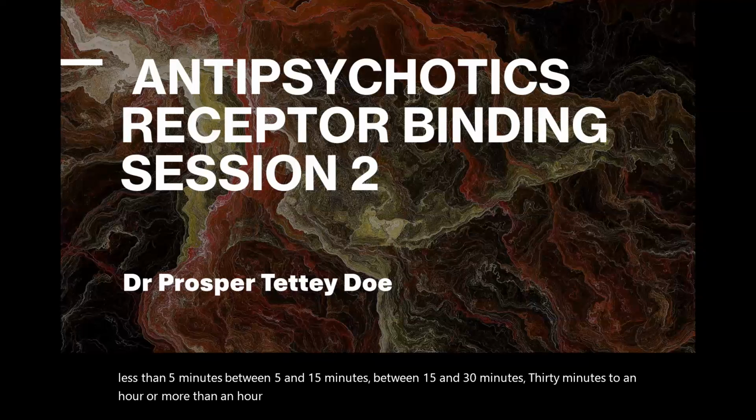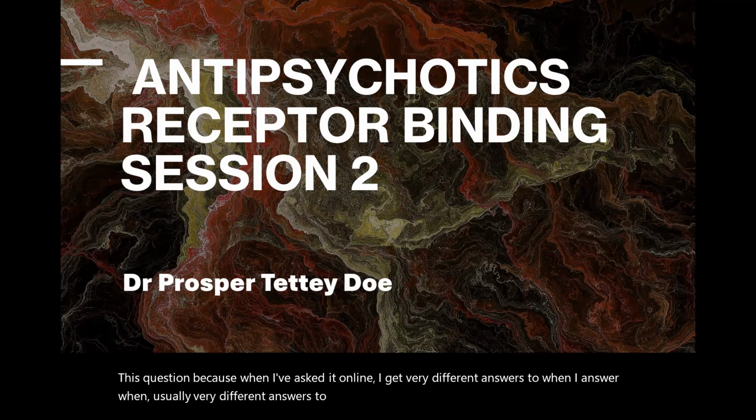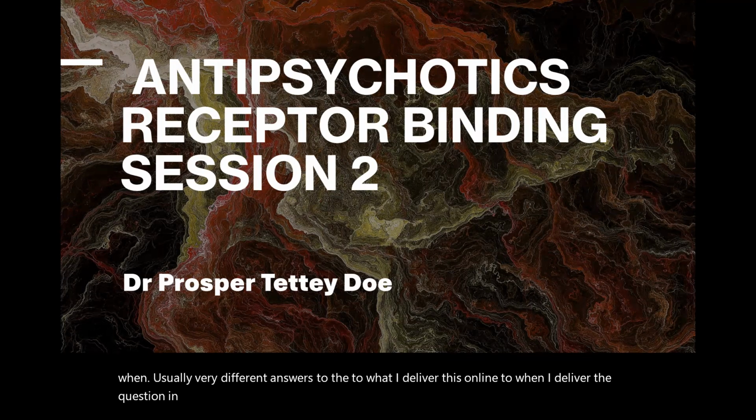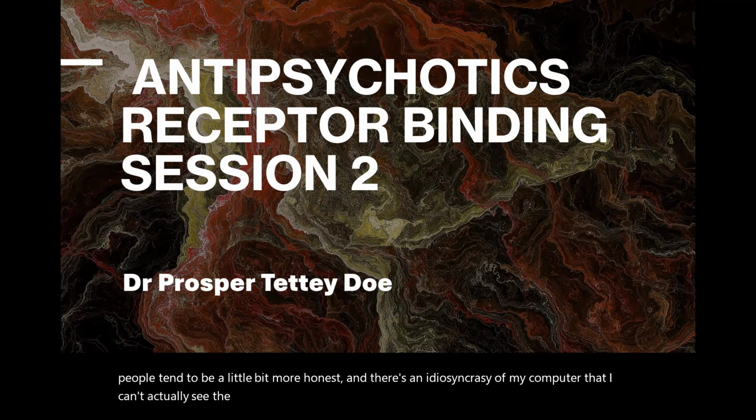Now, I love this question because I usually get very different answers when I deliver this online to when I deliver the question in person. When it's in person, everyone's doing more than an hour. When it's online, people tend to be a little bit more honest. And there's an idiosyncrasy of my computer that I can't actually see the results. So I'm going to ask Joe if you can tell me what the results were. And I can see them now. Thank you so much, Joe. They've appeared on my screen.